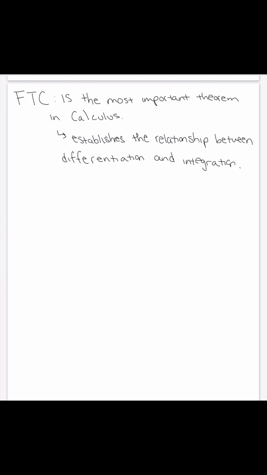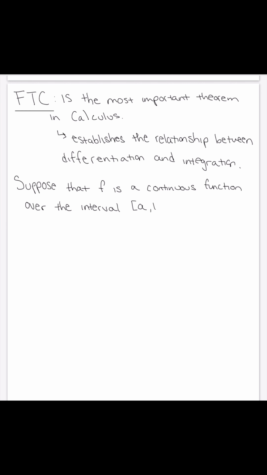Okay, so the fundamental theorem of calculus has two parts. So let's write out the entire thing. So suppose that f is a continuous function over the interval [a, b]. So what part one says, essentially, is that the derivative of the antiderivative is the function itself, right? Where the derivative and the antiderivative undo one another.